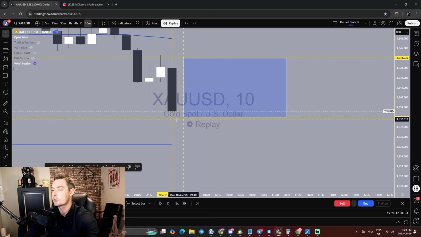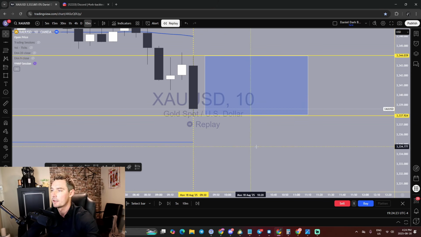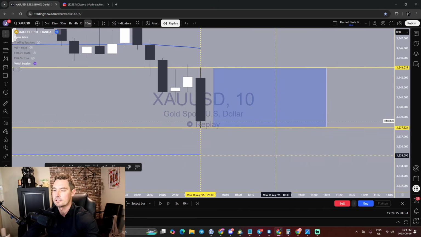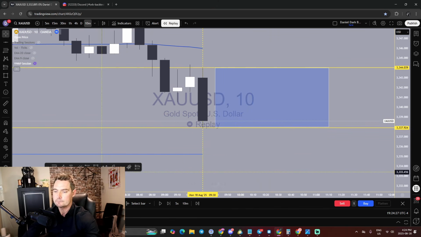If we have a 3-minute candle close below and then another 3-minute candle close inside, then it's canceled and we have to wait again for the trigger event to reset. So let's just go through this slowly together. We are going to let the candle play out here. We have to go down to the 3-minute candle, sorry.